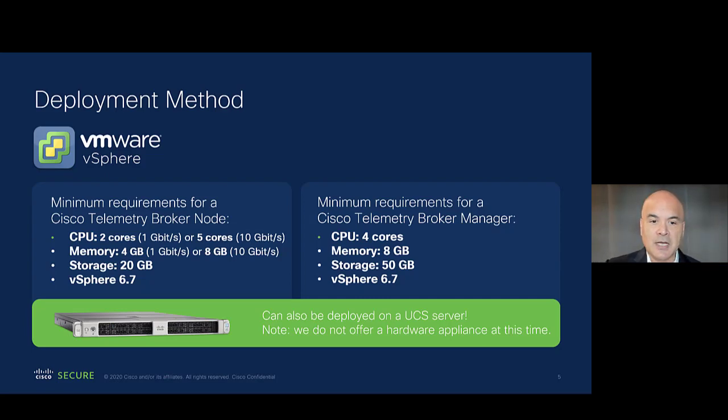They can do 10 gigs per second, or they can do 1 gig per second. And depending on that, it's either 5 cores or 2 cores. It's very, very lightweight and very high performing. And then there's the management node, which manages all of the brokers. And that requires a guest instance of a machine that has 4 cores and 8 gigs of RAM. So again, very lightweight and very, very high performing.